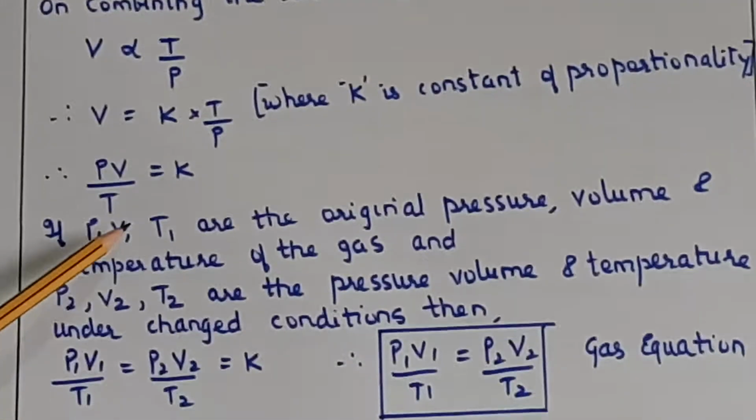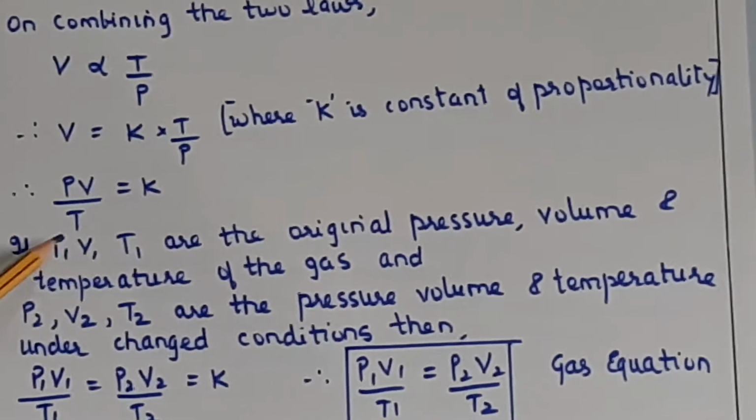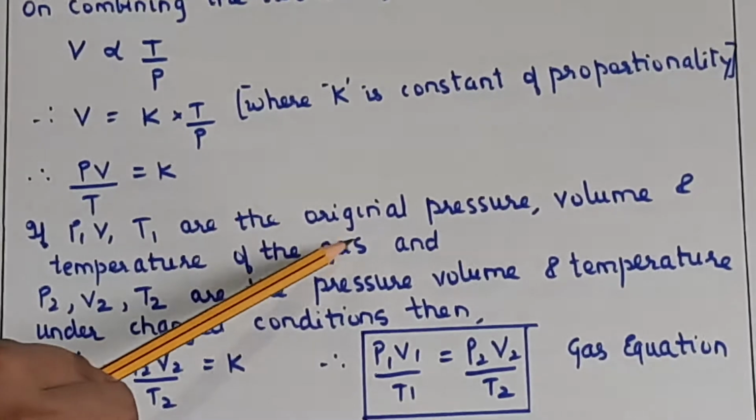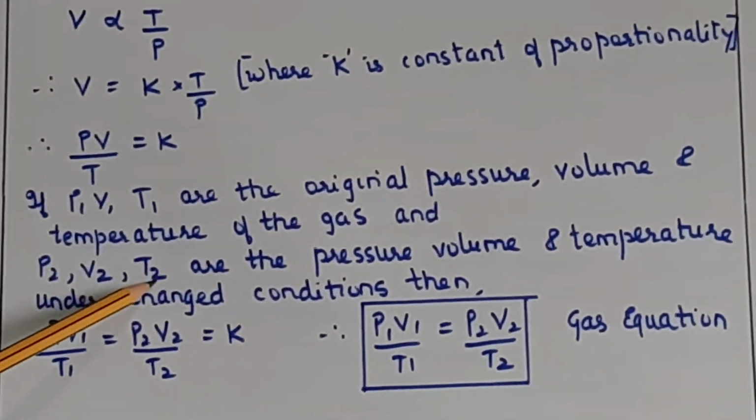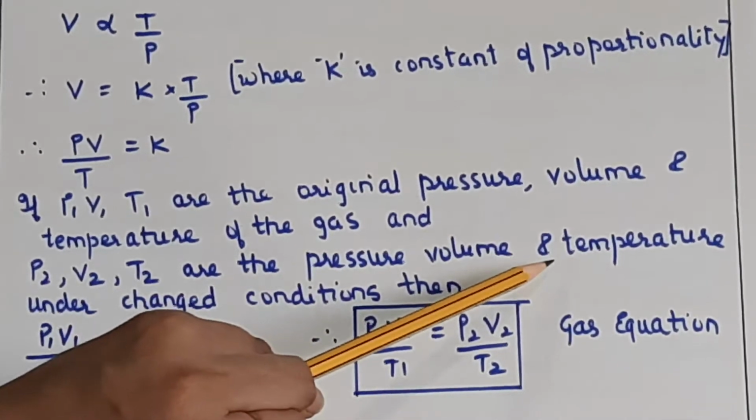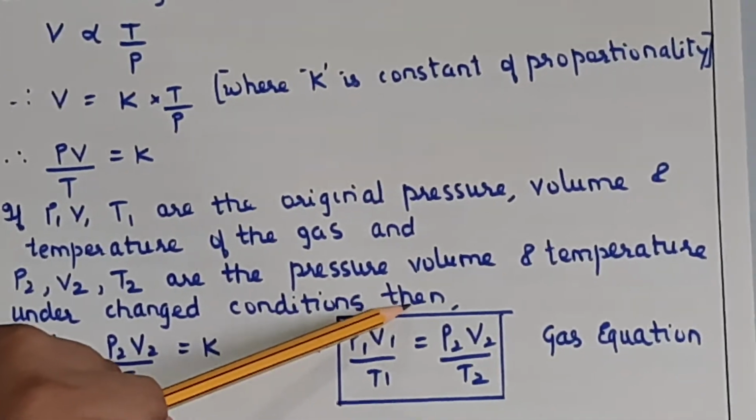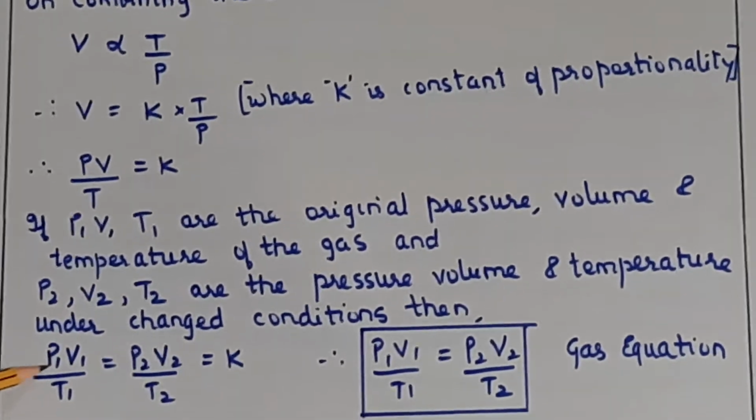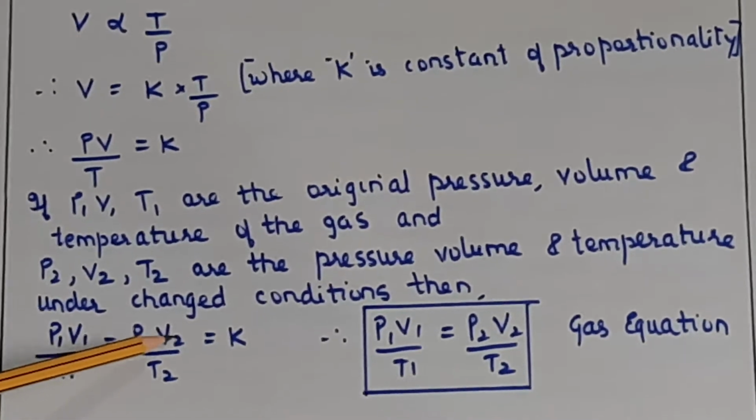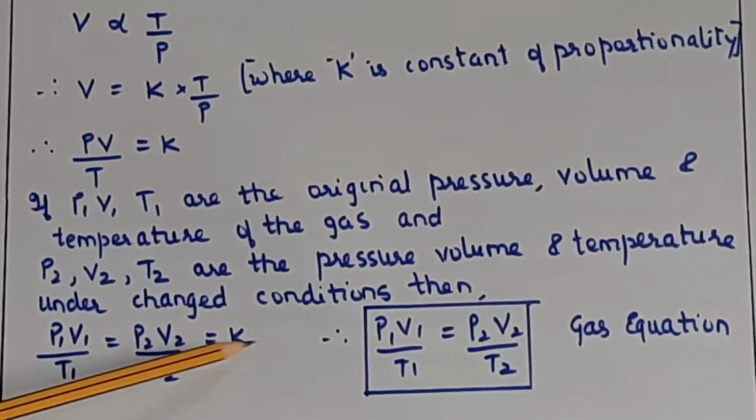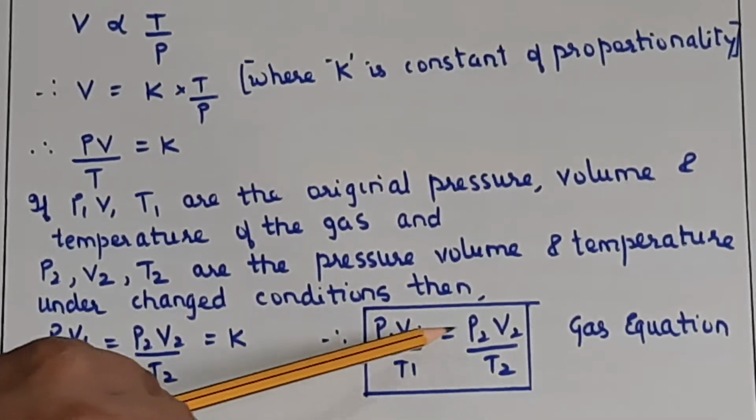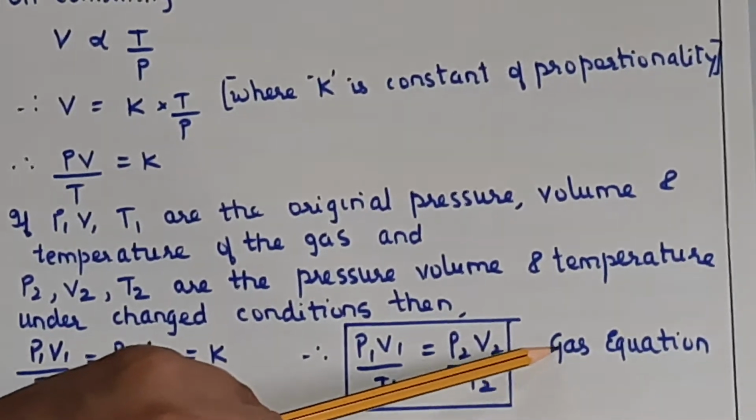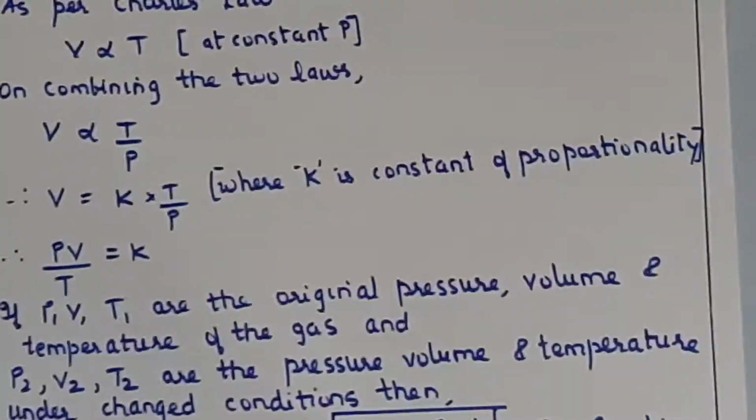Now if P1, V1 and T1, there are three terms: pressure, volume, temperature. All three are the original pressure, volume and temperature of the gas, and P2, V2, T2 are the pressure, volume and temperature under the changed conditions. Then we are applying these conditions to this. So you can write that P1 V1 upon T1 is equal to P2 V2 upon T2 is equal to K. So this becomes our gas equation. Have you understood? So this derivation is important and this is our gas equation.